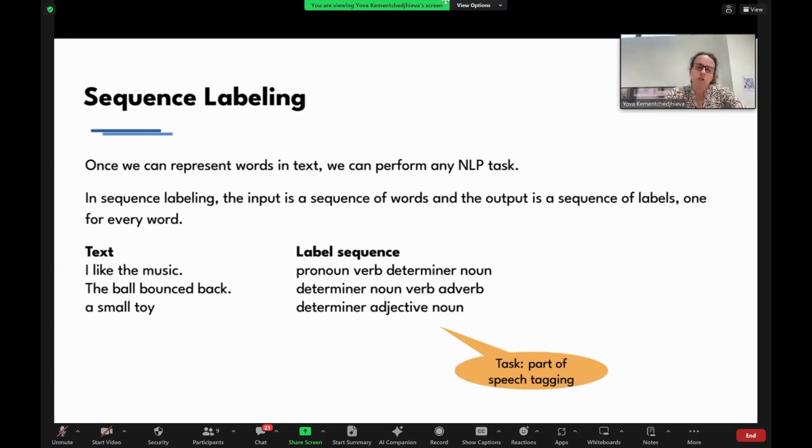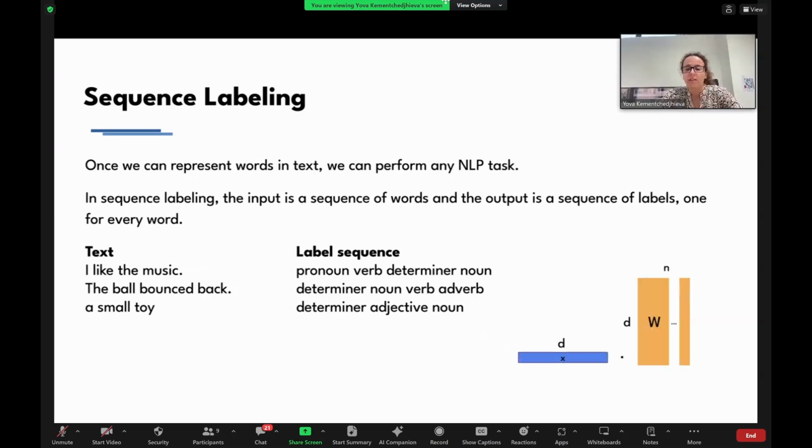Another task that we can solve, and that is very common in natural language processing, is sequence labeling. Once we can represent words in text, we can perform sequence labeling where the input is a sequence of words and the output is a sequence of labels, 1 for every word. A very classical sequence labeling task is part of speech tagging, where we have input text like "I like the music," and the corresponding label sequence would be pronoun, verb, determiner, noun, which are the parts of speech of the 4 words in the input.